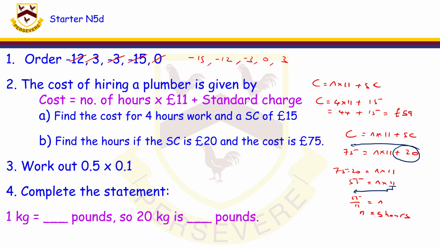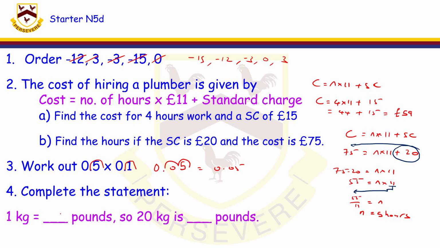Okay, next one is work out 0.1 times 0.5. If I just do 1 times 5, I get 5, but I've got to move the decimal point back 2 places, because there's 1 here and 1 there, which is what I've done. So I've got to move it back 1, 2, so 0.05.